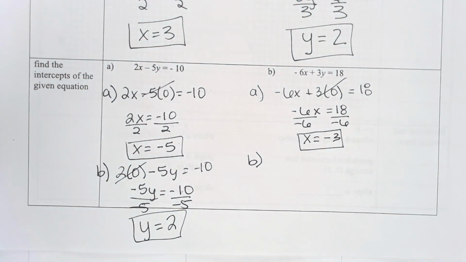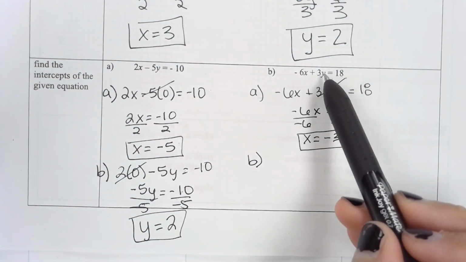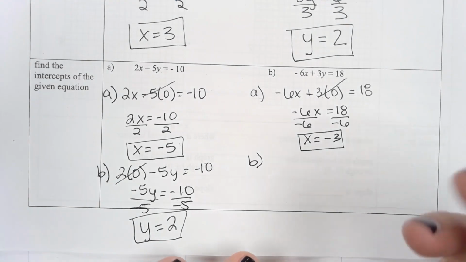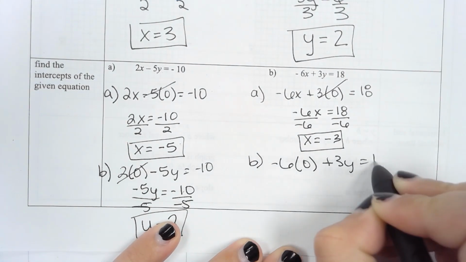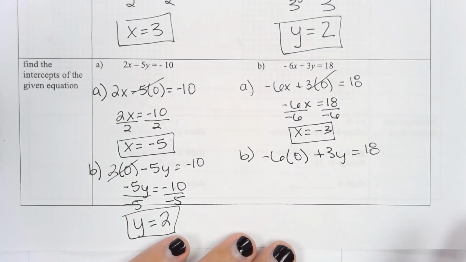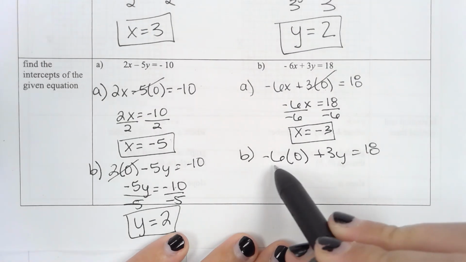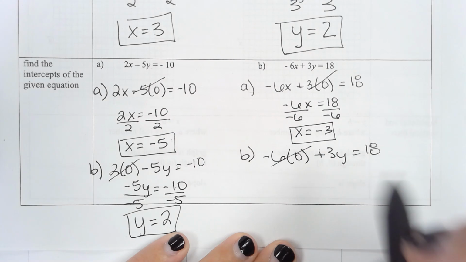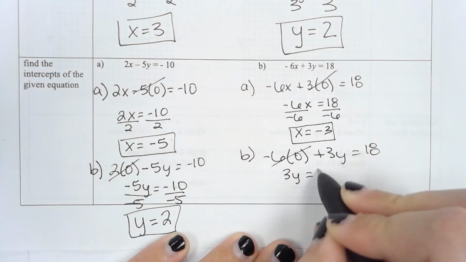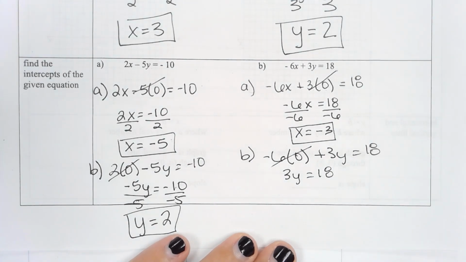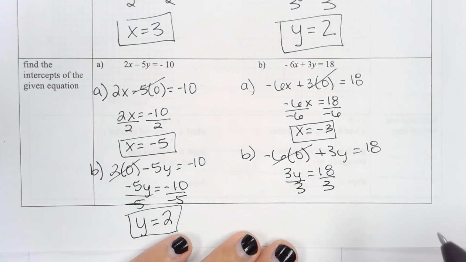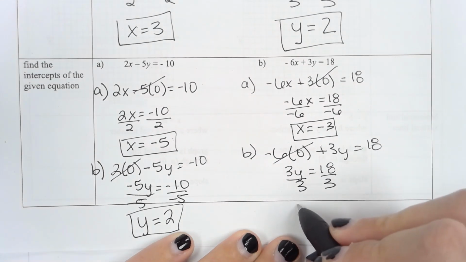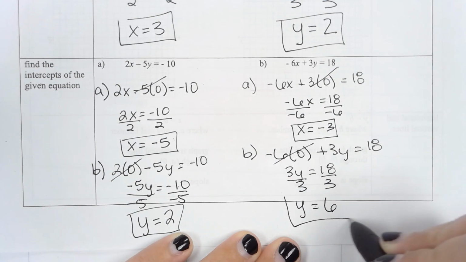Alright, and then now I'm going to do the same thing to solve for my y-intercept, which means I need to plug in 0 for x. And let's see what we get here. So negative 6 times 0 is 0, so those will cancel out. I'm now left with 3y equals 18. And then to get y by itself, divide by 3 on both sides. And then 18 divided by 3 gives me a positive 6.